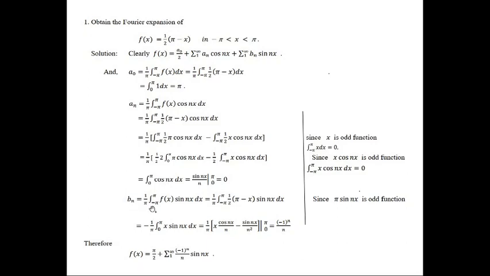Then write down the formula for bn, substitute for f of x and simplify this, you get bn equal to (minus 1) power n divided by n. So here I got a naught equal to π, an equal to 0, bn equal to (minus 1) power n by n. Substituting these values in the general Fourier series expansion, we get f of x equal to π by 2 plus summation n ranging from 1 to infinity (minus 1) power n divided by n sin nx. So this is the required Fourier series expansion of (π minus x)/2.